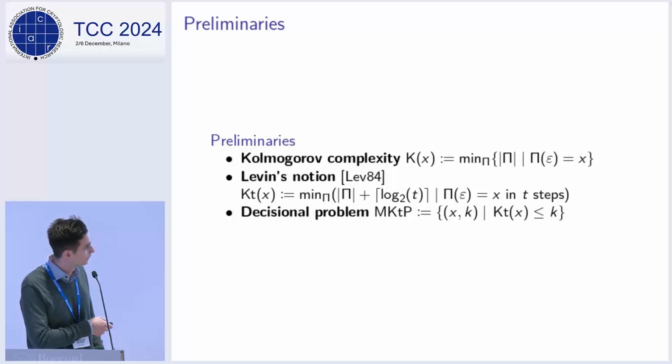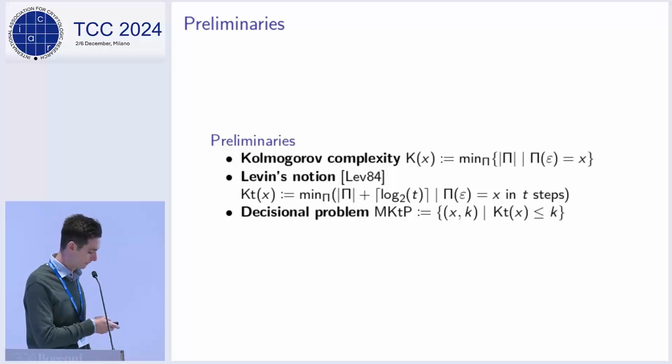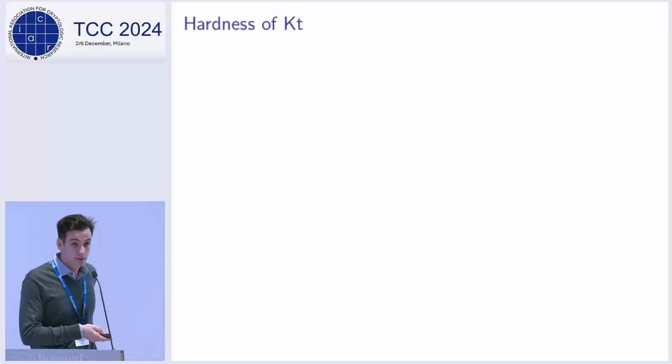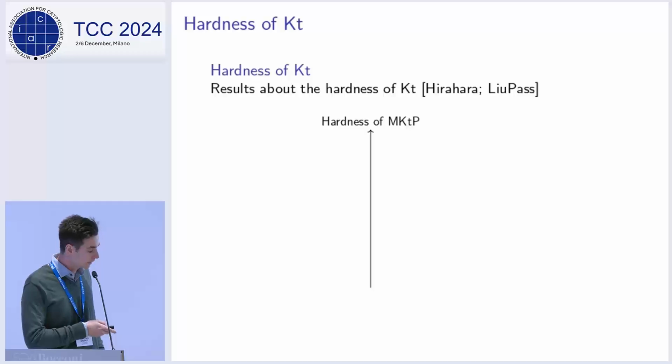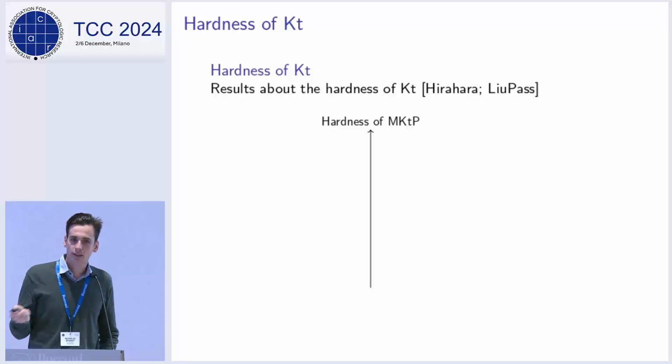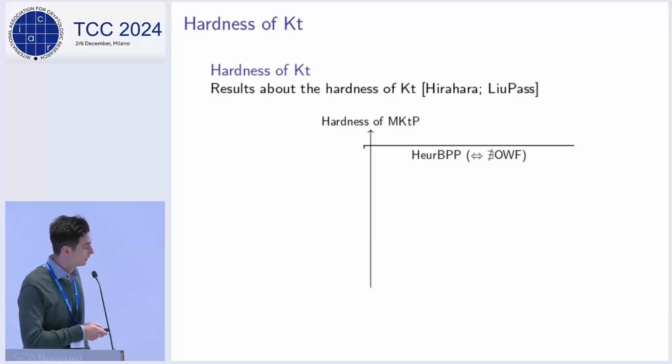And just to be really Goldreich here, we also define the decisional problem, which is just the set of all tuples of strings and complexity thresholds, such that the Levin complexity of that string is lower than the threshold. Okay. So this talk is about the hardness of this particular Levin KT notion. And so I'll show you this little picture here. I'm essentially summarizing the previous results on KT. Why do we care even about KT? Especially the hardness of KT.